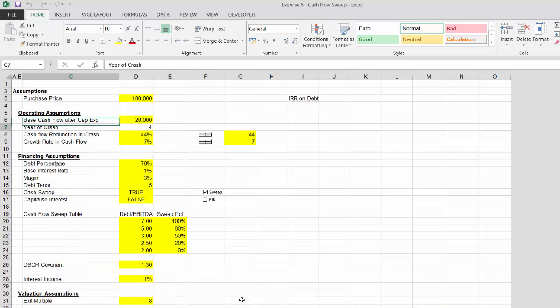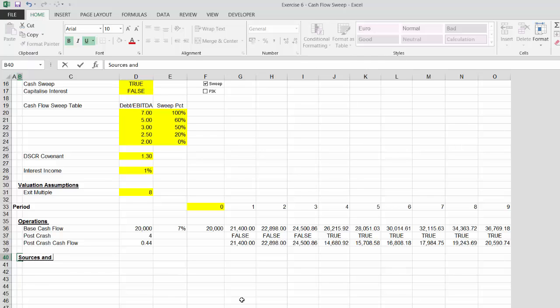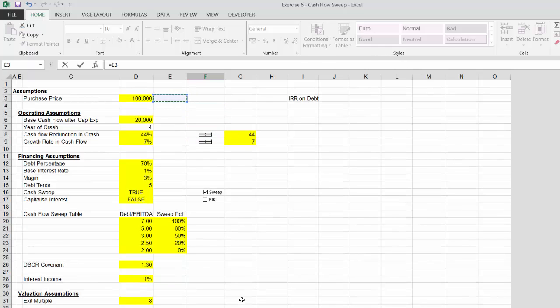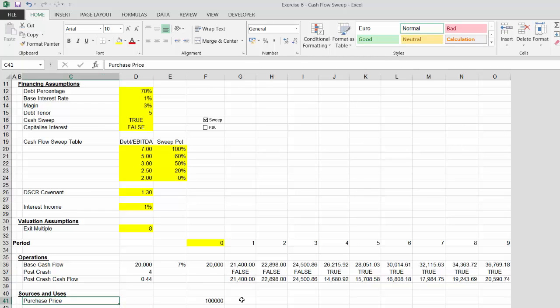Now let's put in the next section of our model, which is simply the sources and uses, and let's put the purchase price first. The purchase price we'll put in year 0. That's how much we're spending for the company. That's the uses. Now the sources.